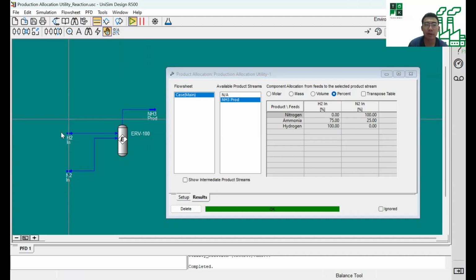Okay, so that's it for the tutorial. We have 2 demonstrations already, the system with no reaction and the system with reaction. And I hope you can apply this utility to your engineering study.